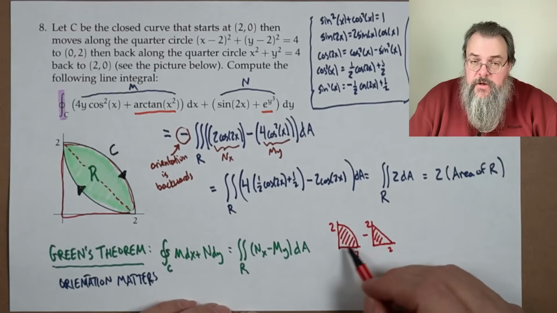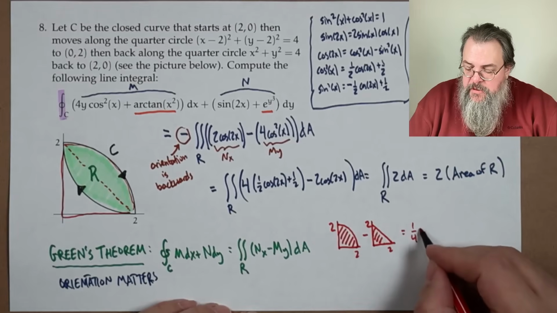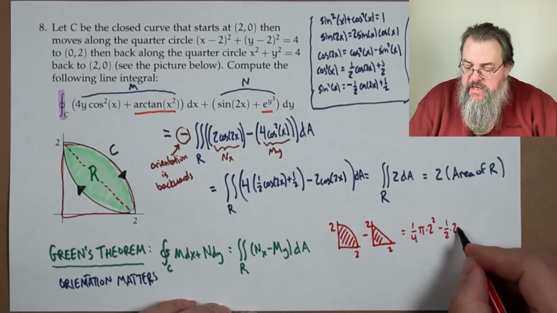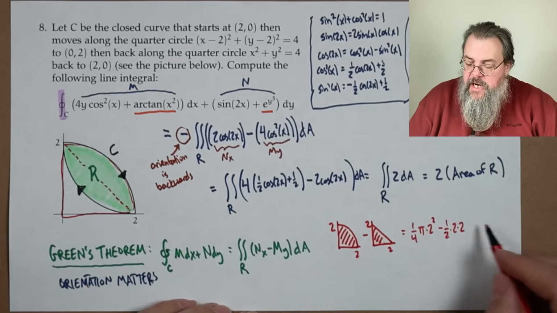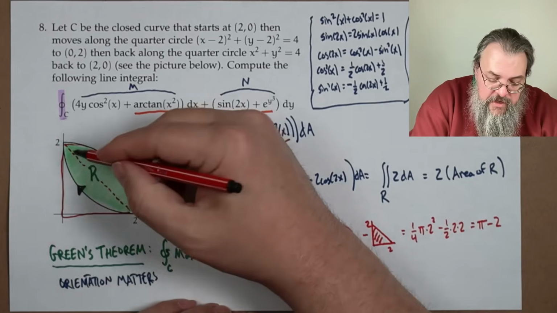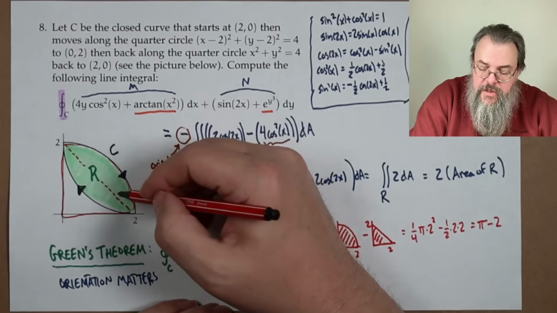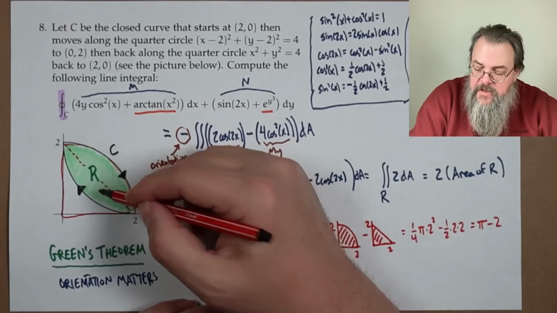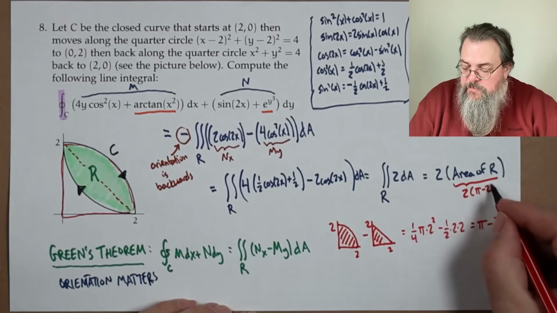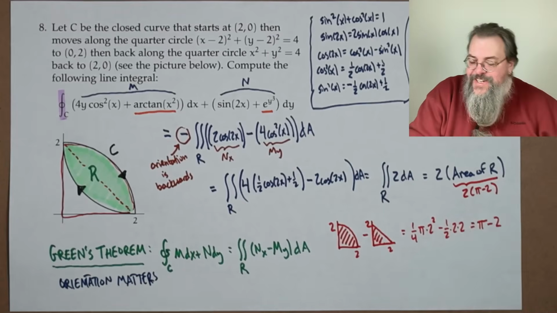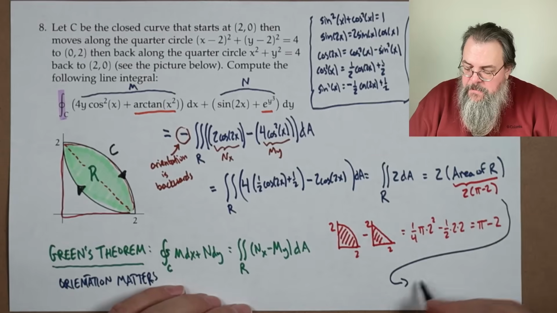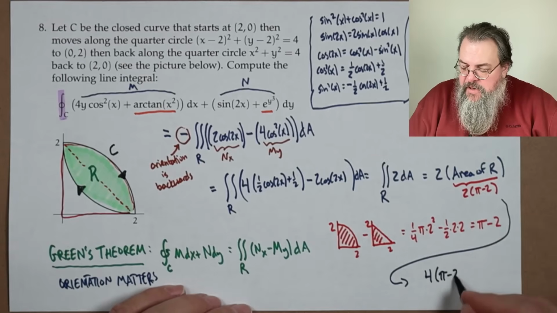So what's the quarter of a circle? Well, that's 1/4 pi 2 squared. Here, you can have 1/2 base height. So you'll end up with pi minus 2. Okay, so this area is pi minus 2. So if we double that, we get that the area of R, this part, is 2 times pi minus 2. But remember, we have to double that. And so our final answer is going to be 4 times pi minus 2.